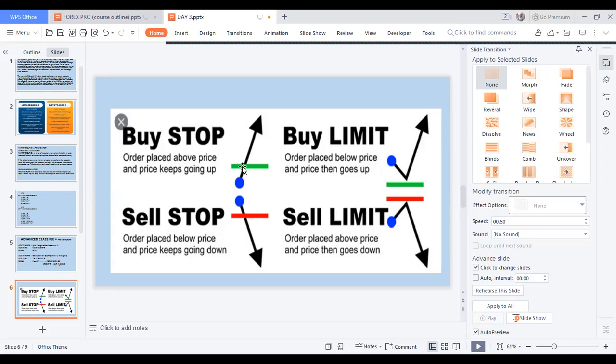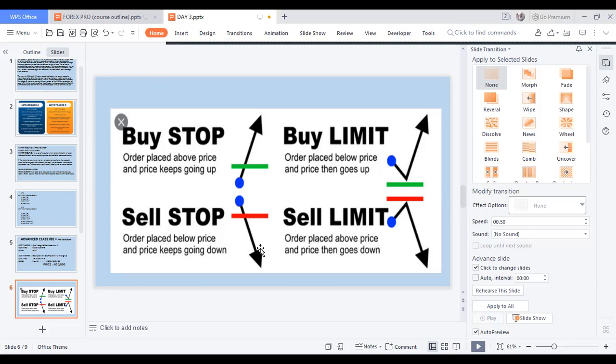Now, look at the sell stop. The market is presently here. The sell stop has a pending order at this line. So when the market drops to that line, that is a sell stop situation, and also, you are automatically in the market.